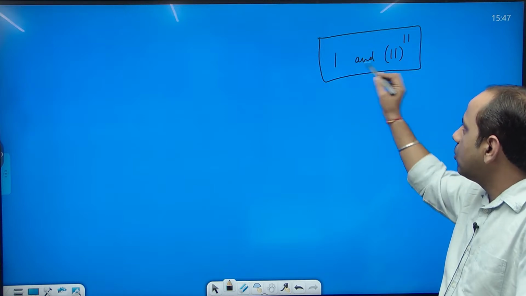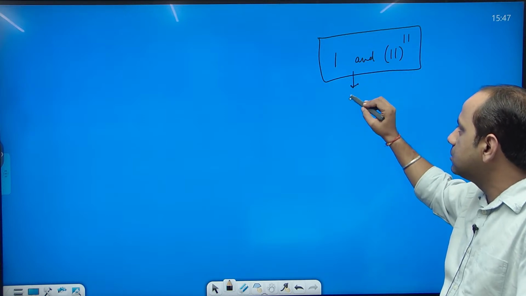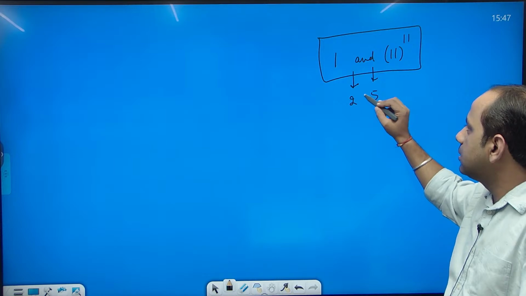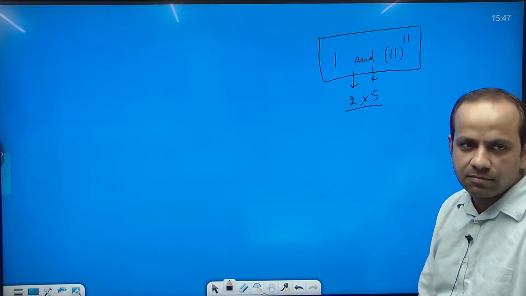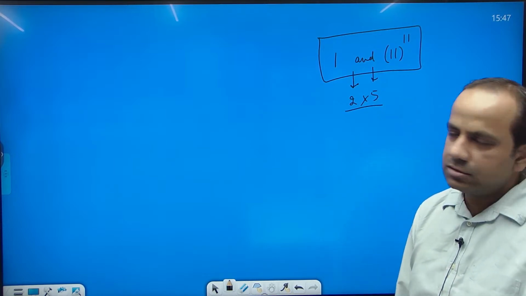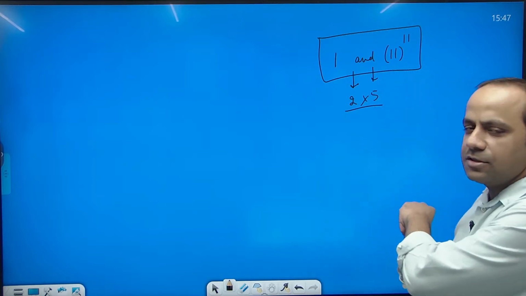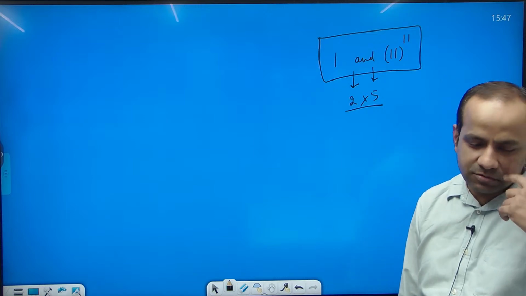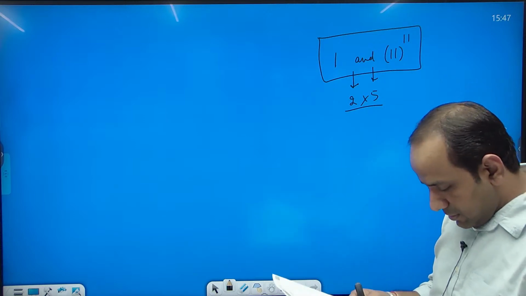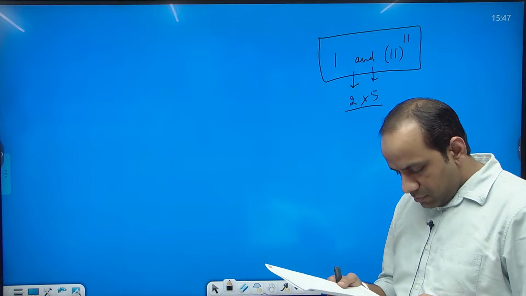We know that 2 is a prime number, 5 is also a prime number, and if I take the product of these two numbers, this will give us 0. Okay, and we need 0 only, meaning once 0 comes here, the product will be 0. Okay. So I hope this is clear now.